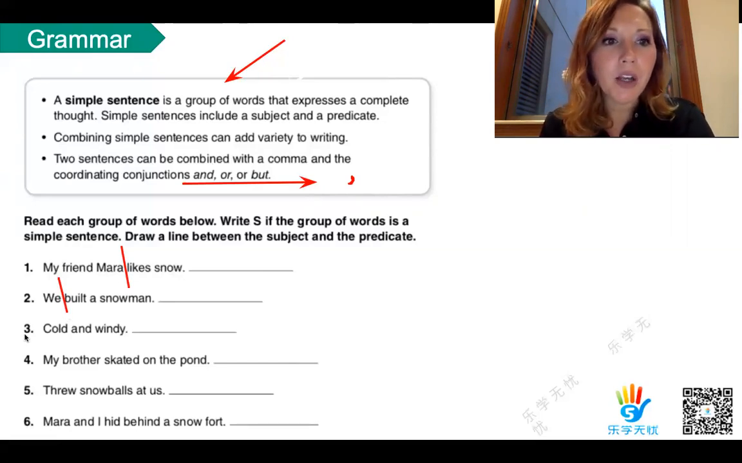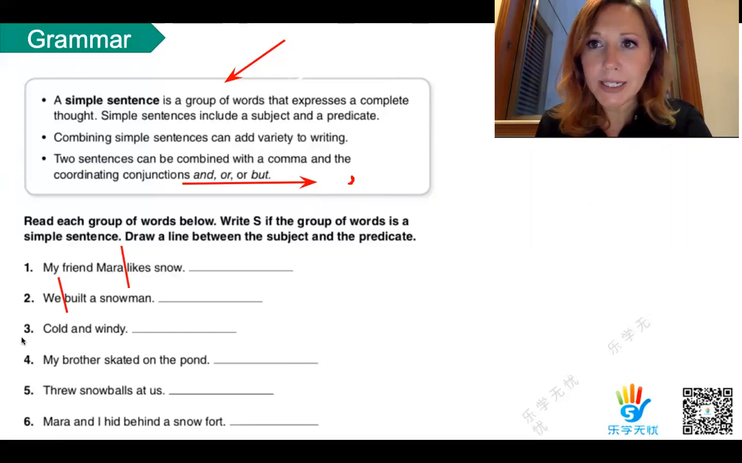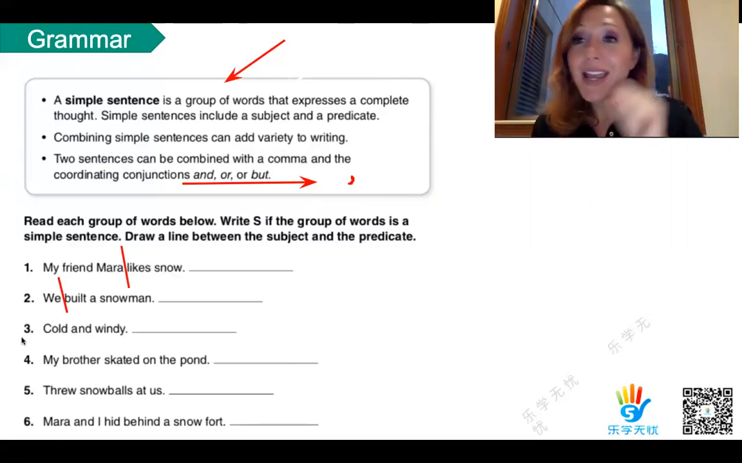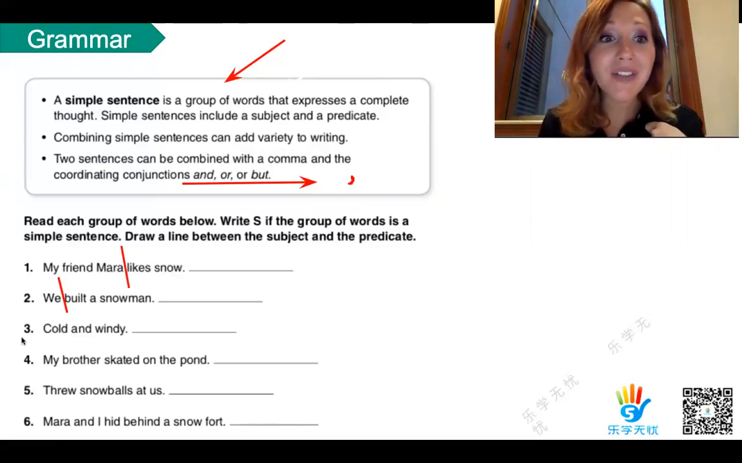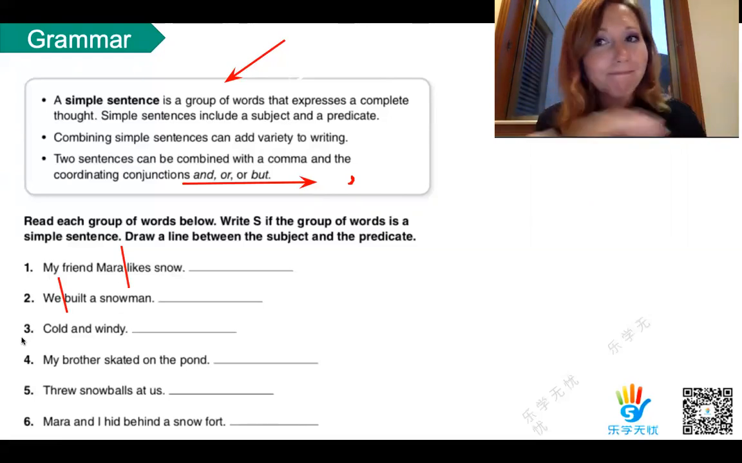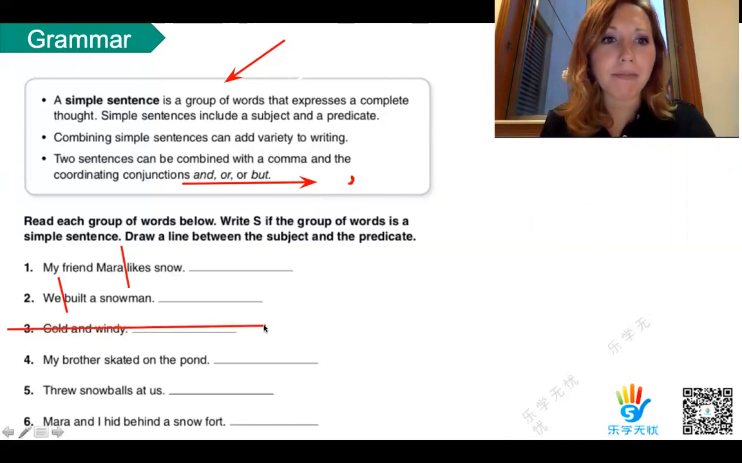Number 3, cold and windy. Now, this is a trick question because this is not a sentence. This is not a simple sentence. It does not have a subject. It doesn't even have a predicate. This is not a complete thought. So we're going to do nothing on that one.